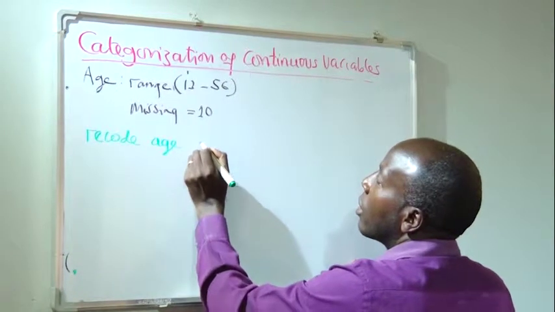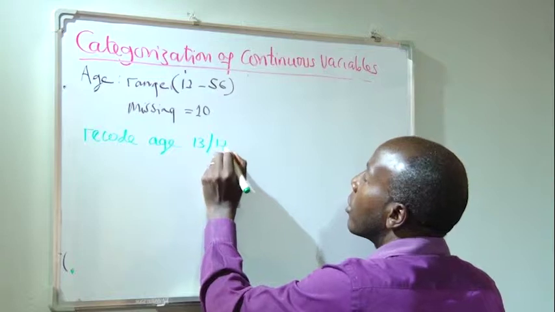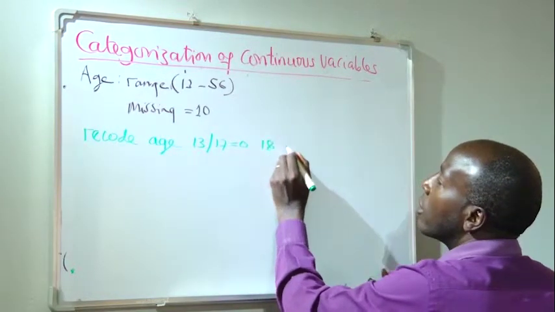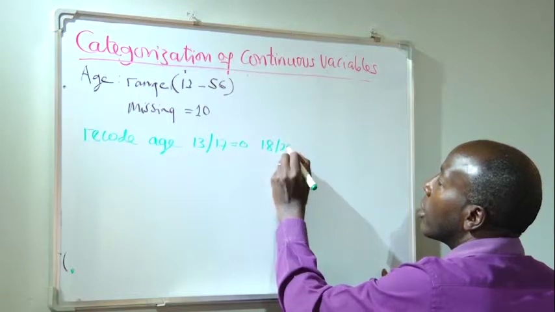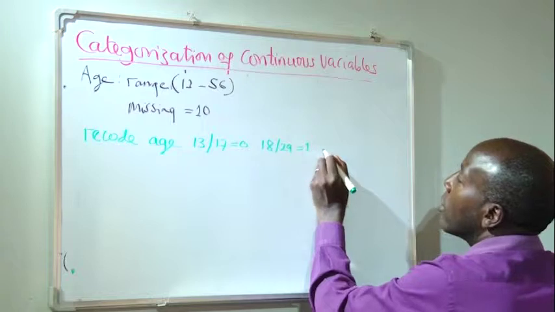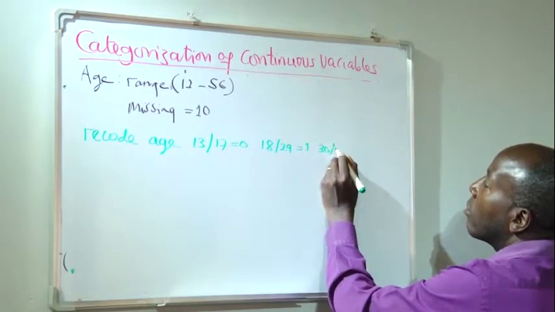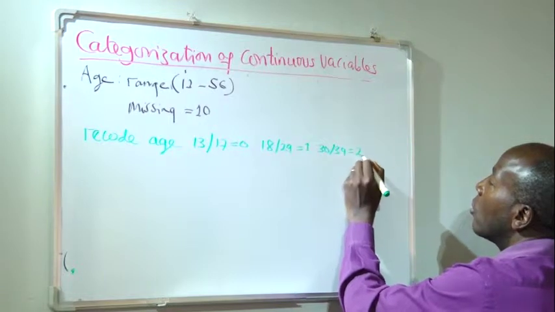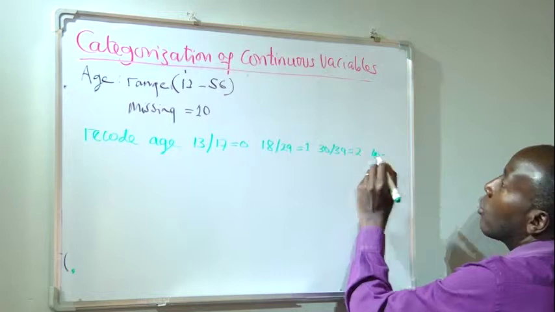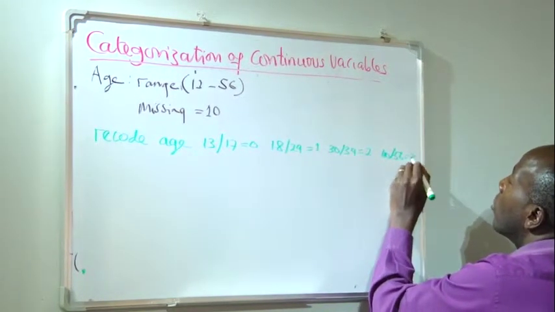And then we say anyone who is 13 through 17 is equal to 0. Anyone who is 18 through 29 is equal to 1. Anyone who is 30 through 39 is equal to 2. And anyone who is 40 to 56 is equal to 3.